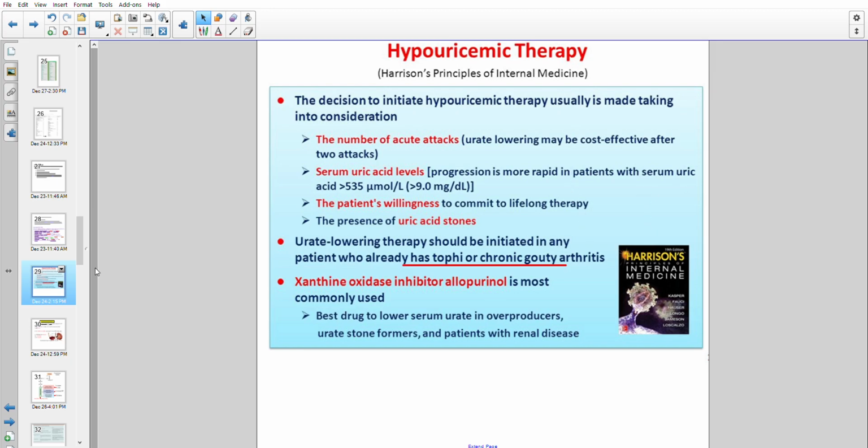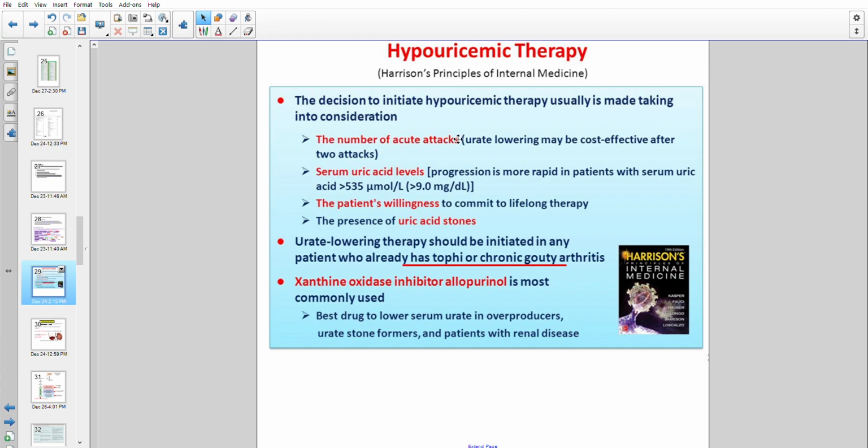Okay, the last tutorial was the simple one. This we left off before. Now this is called hypouricemic therapy. In other words, you're using drugs to lower. Hypo means to lower. So if the doctor's going to try to lower your uric acid levels, they have to take these things into consideration.